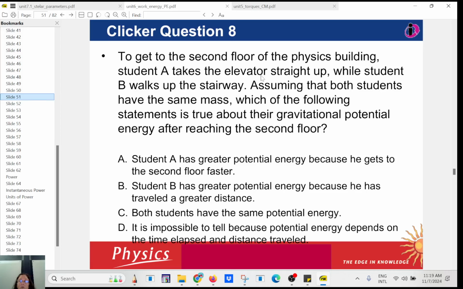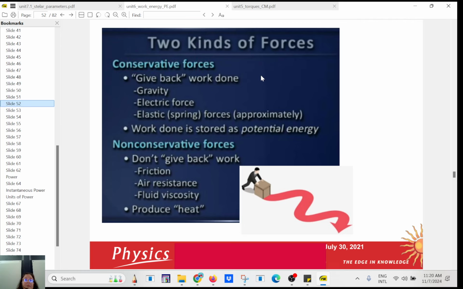Okay, so what is true? Assuming that both students have the same mass, one is taking the elevator and one is walking up the staircase. It's C, very good. They both have the same potential energy, mgh, right? It's not that obvious. So with a conservative force, you can always get back the energy you invest. With a non-conservative force like friction, you never get it back.